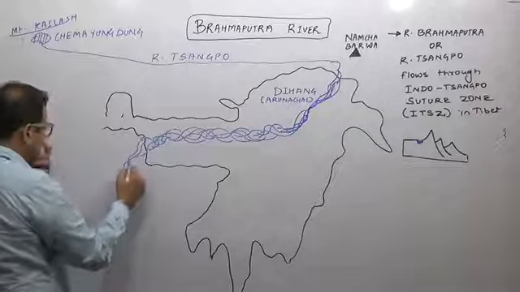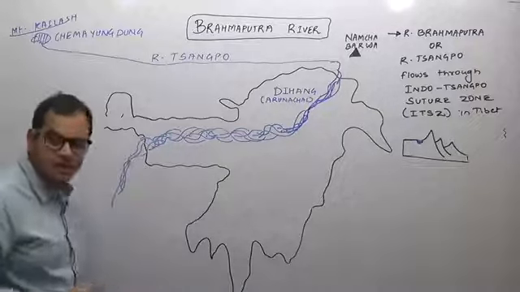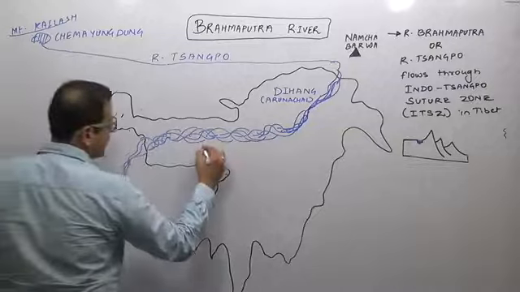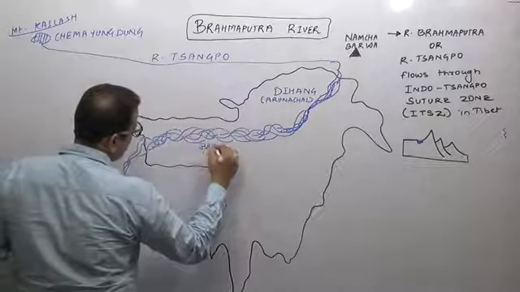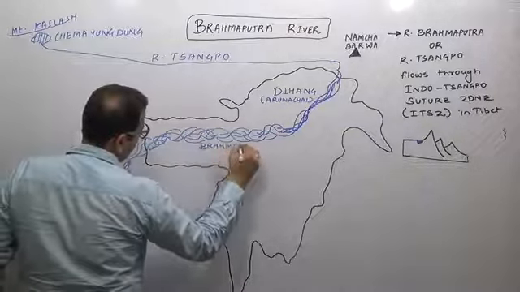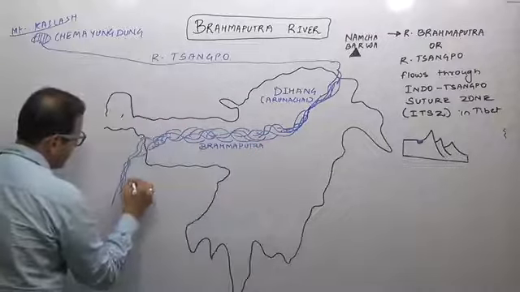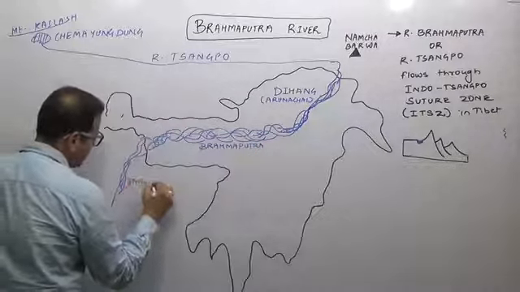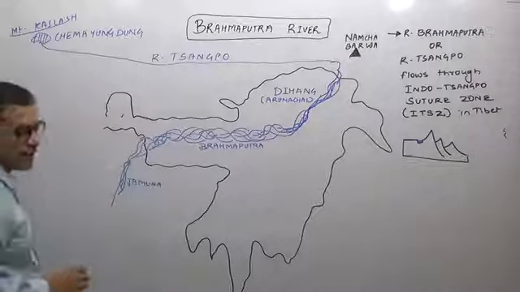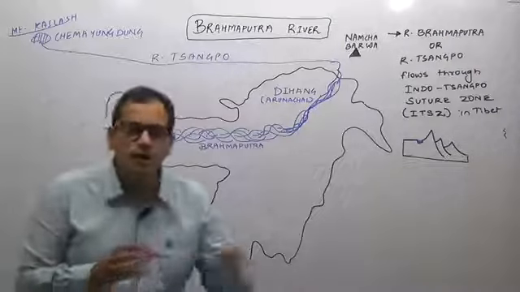It enters Bangladesh as which river? As the river Jamuna. So here it is known as Brahmaputra. And after that it enters Bangladesh as the river Jamuna.